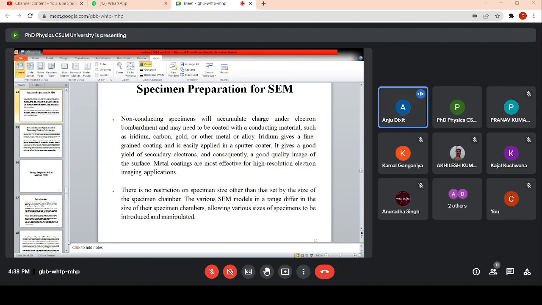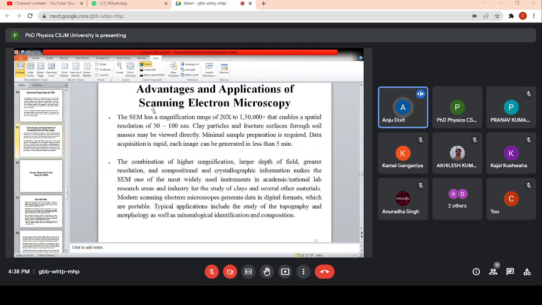Then there are several advantages and applications of scanning electron microscopy. The SEM has a magnification range from 20x to 150,000x that enables a spatial resolution of 50 to 100 nanometers. Clay particles and fracture surfaces through soil masses may be viewed directly. Minimal sample preparation is required. Data acquisition is rapid. Each image can be generated in less than 5 minutes.